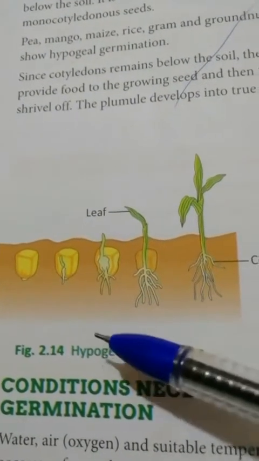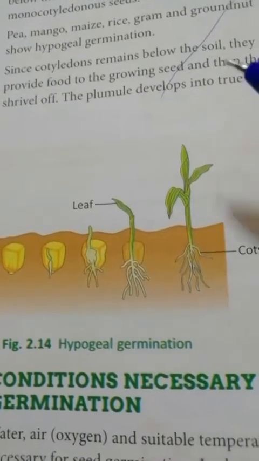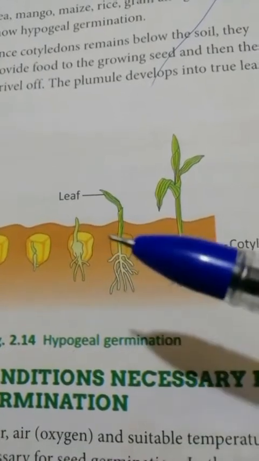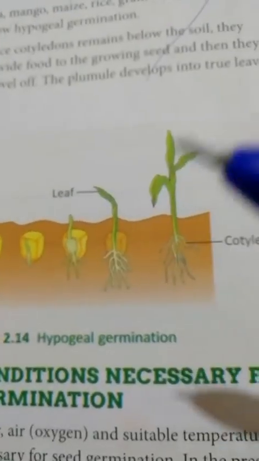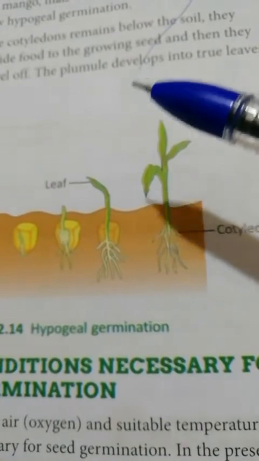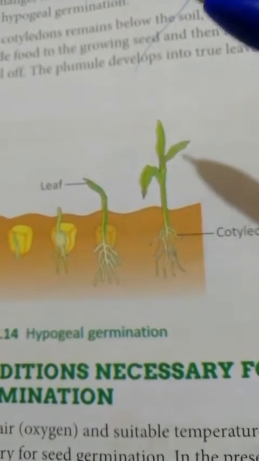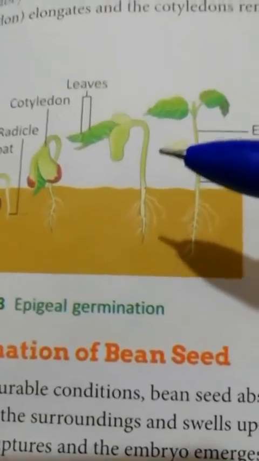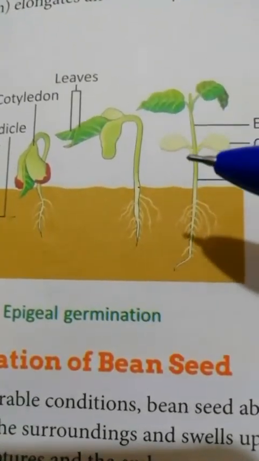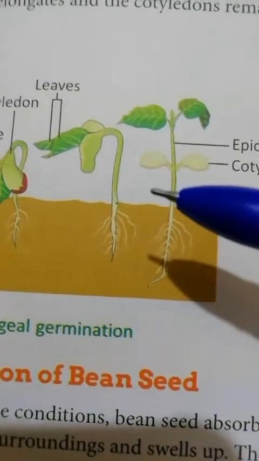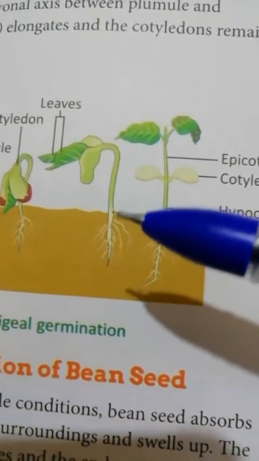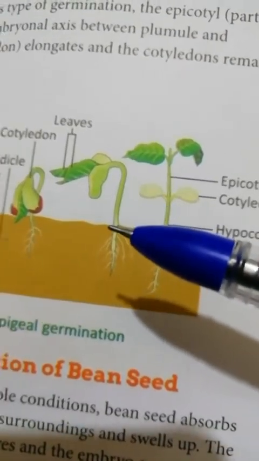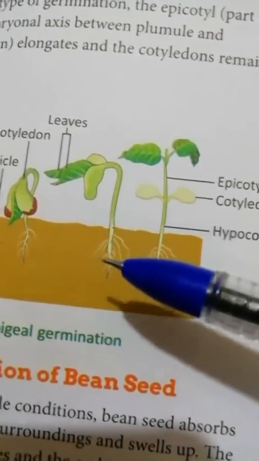Basically, hypogeal germination is seen in monocotyledons like pea, mango, maize, rice, and gram. These seeds all show hypogeal germination, and epigeal germination is mainly seen in dicotyledon seeds, like all the beans, cotton, papaya, and onion.